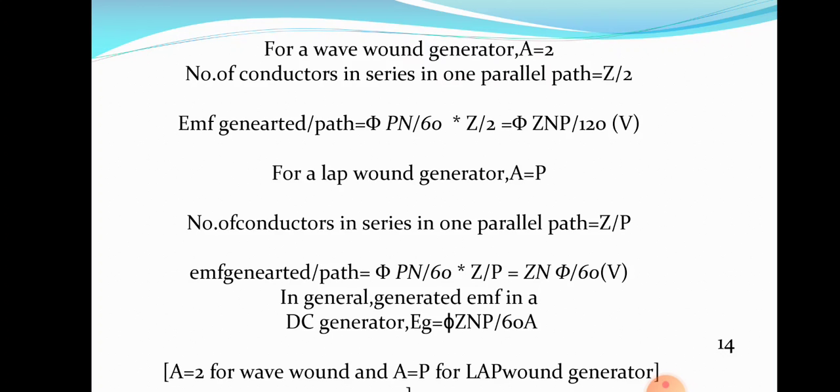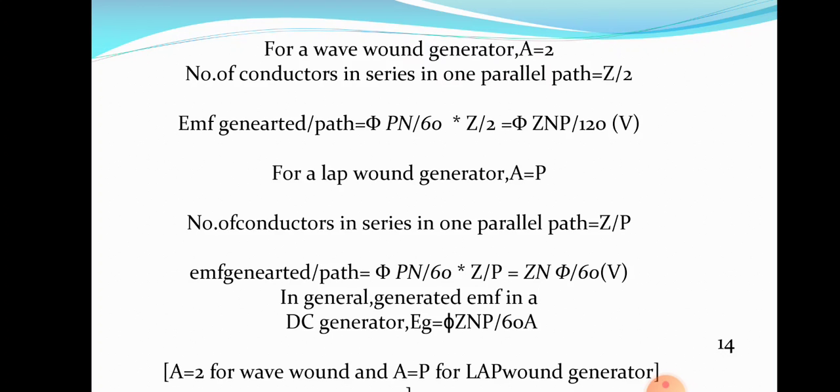EMF generated in one conductor is equal to φPn by 60. In a parallel path there are Z by 2 conductors. So the EMF generated in the whole conductors of one path is equal to φPn by 60 into Z by 2, which is equal to φZnP by 120 volt. This is the case of a wave wound generator.